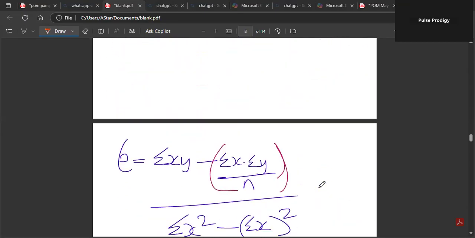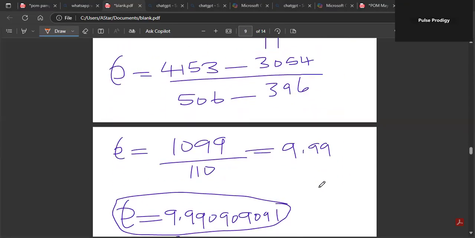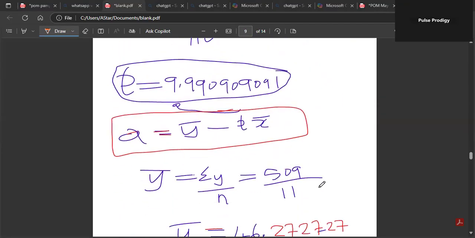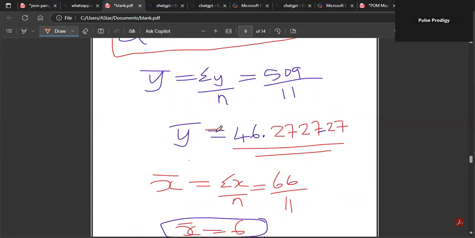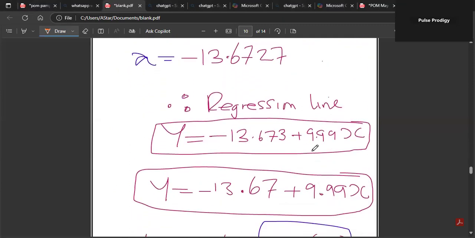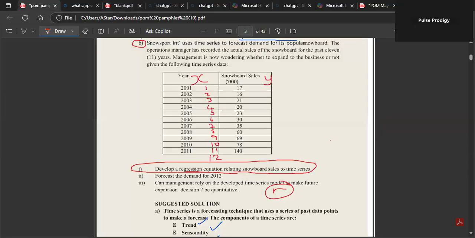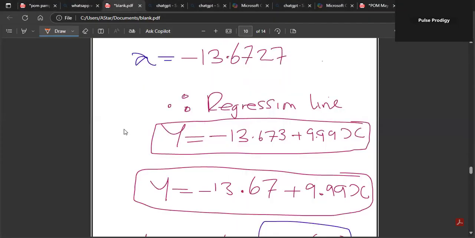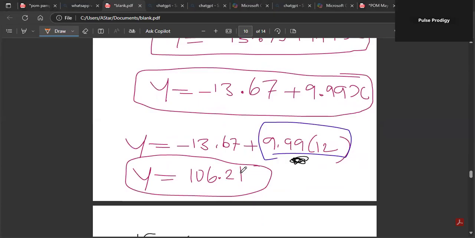Okay, then we got the beta as 9.99, substituting in the intercept formula. We got our intercept as negative 13.67. The equation was this. Then to find the forecast for the other year, we just need to substitute the forecast for 2012. You just check where this one is. So 2012 is, you put a 12 in the equation where there is X, and we got the value.